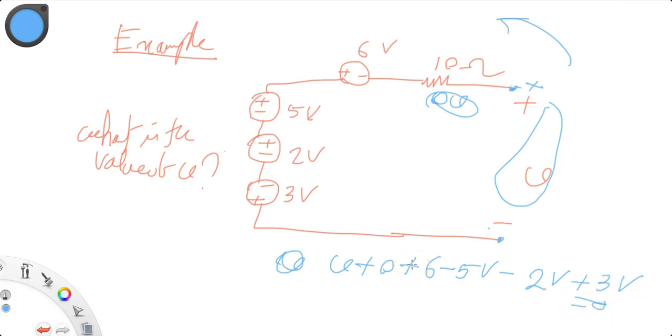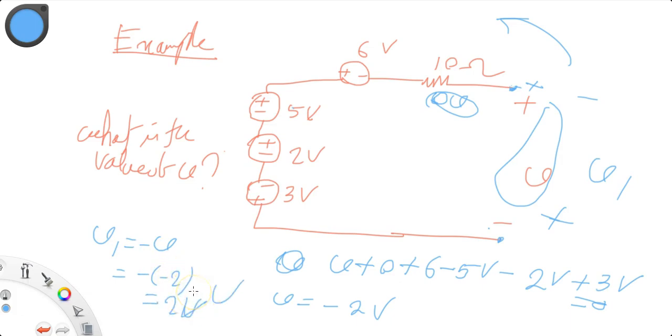So your V will be how much? Just add together, so minus 2 volt. Suppose somebody asks you what is the value of this V1. So simply V1 will be the negative of V, which is minus of minus. Understand that these small things matter a lot during the exam.